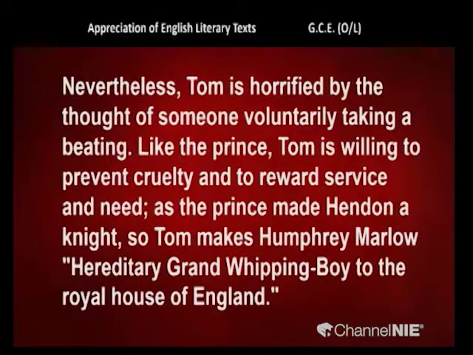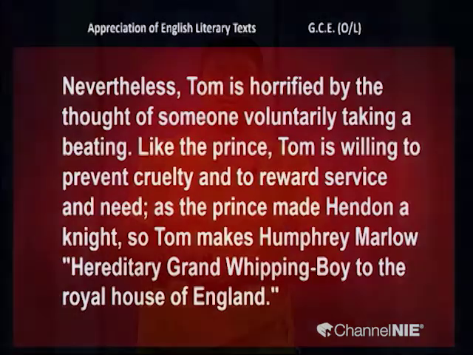Nevertheless, Tom is horrified by the thought of someone voluntarily taking a beating. Like the prince, Tom is willing to prevent cruelty and to reward service and need. As the prince made Hendon a knight, so Tom makes Humphrey Marlowe hereditary grand whipping boy to the royal house of England. So again we notice the parallelism and the similarity of these two boys.